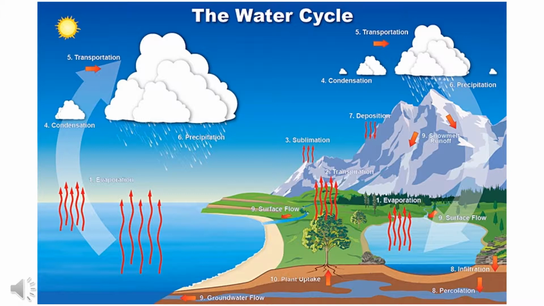As the rain falls on the ground, it can run down from the surface. It's called surface flow, and it runs back into the water, and then the cycle begins again.